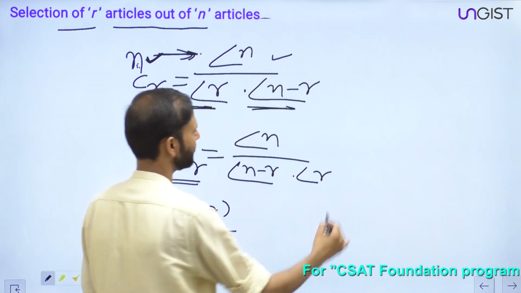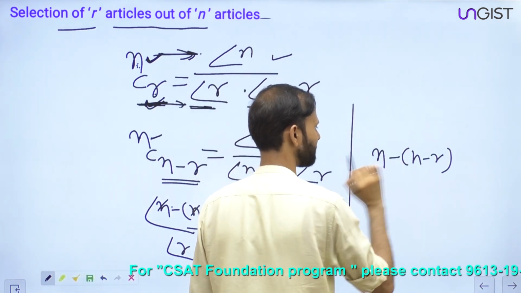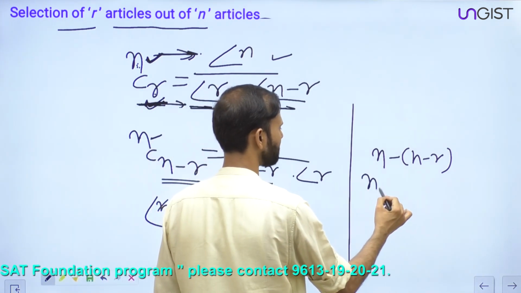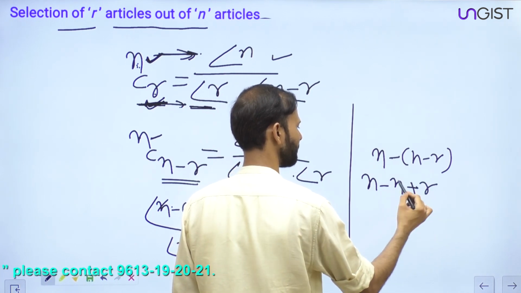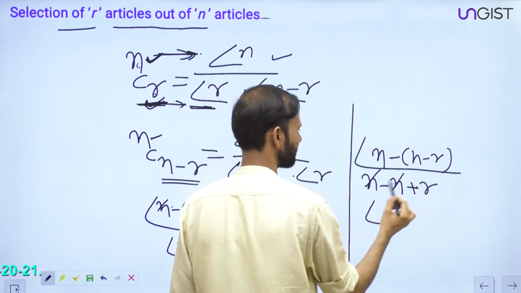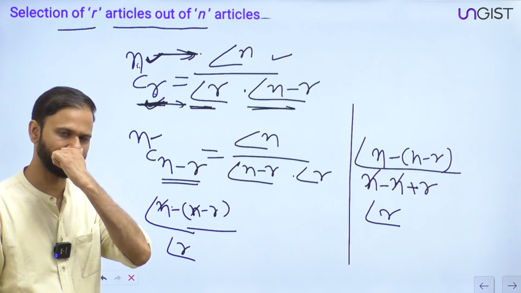Okay, just wait. Let me explain once again. N minus r, right? So n minus r is what? N minus n, and this minus plus, so this gets cancelled and this becomes factorial of n minus r. I mean this becomes factorial r. Everybody, now it is fine, right?